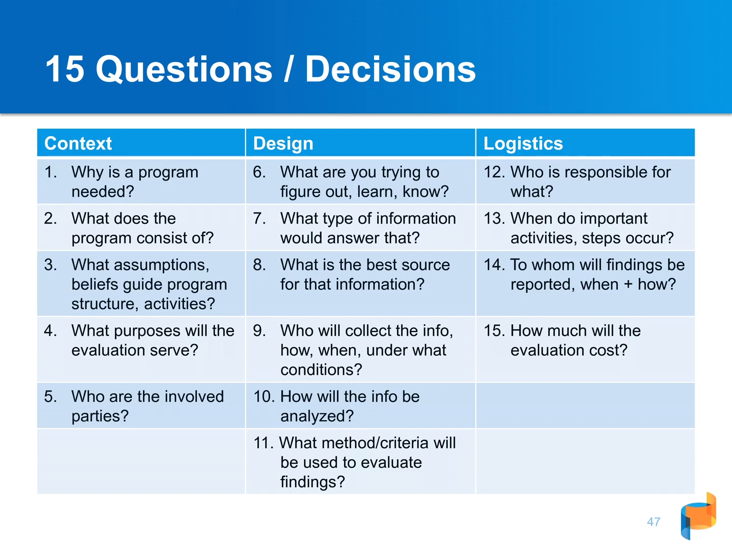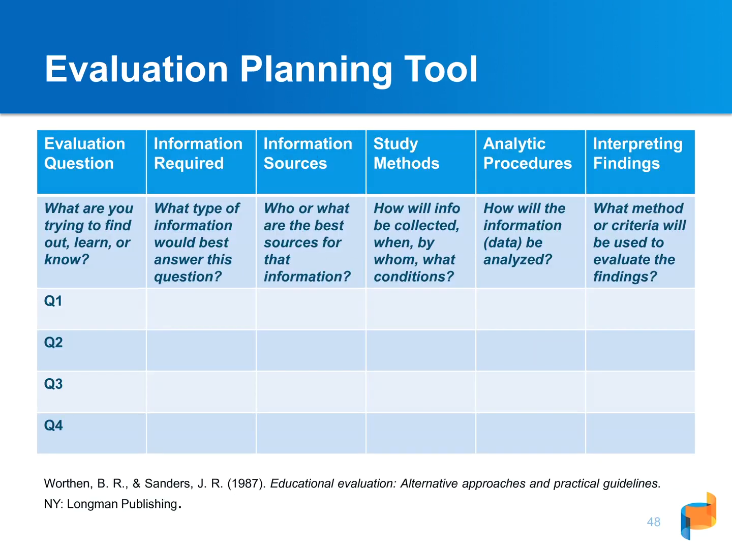To facilitate the design process, that is the middle set of evaluation components, we have adapted a planning tool first developed by Blaine Worthen and Jim Sanders. I think it's a really useful matrix. The column headers represent the design components of the plan. And on the left, under evaluation questions, you see the place to list your guiding evaluation questions.